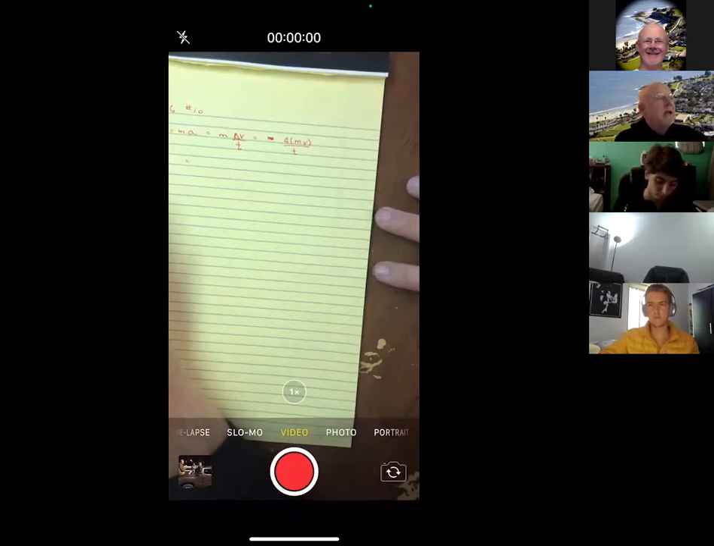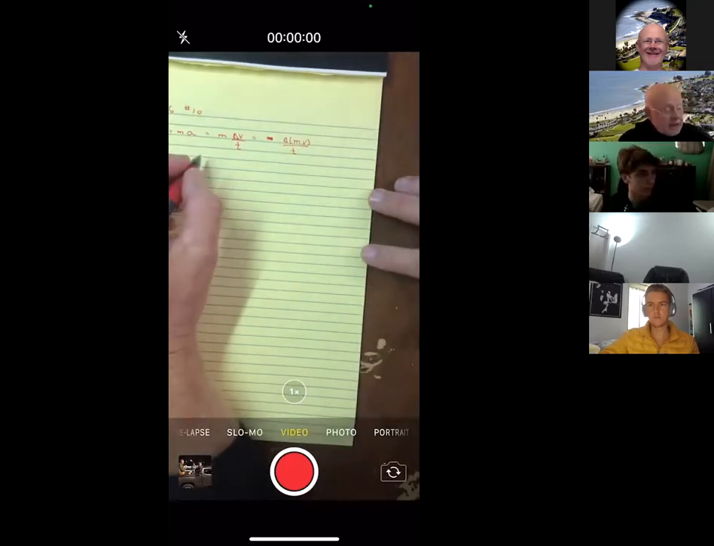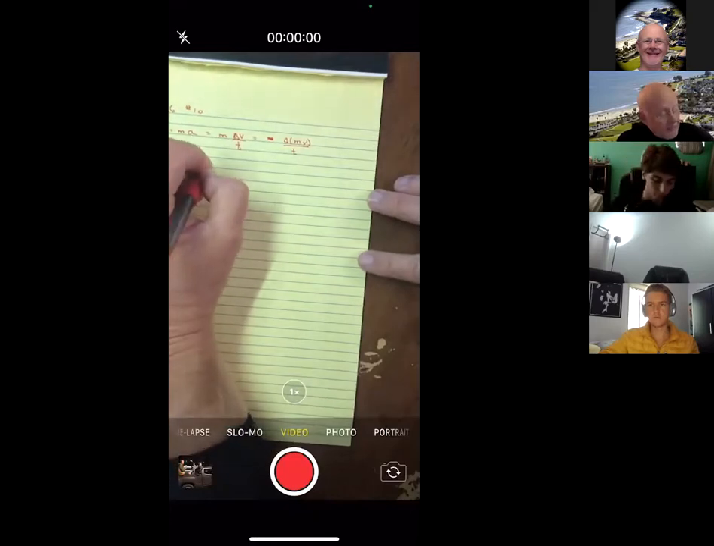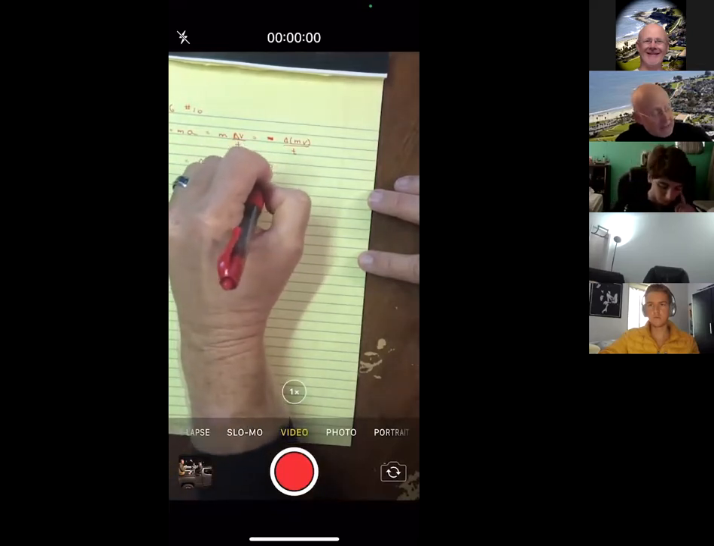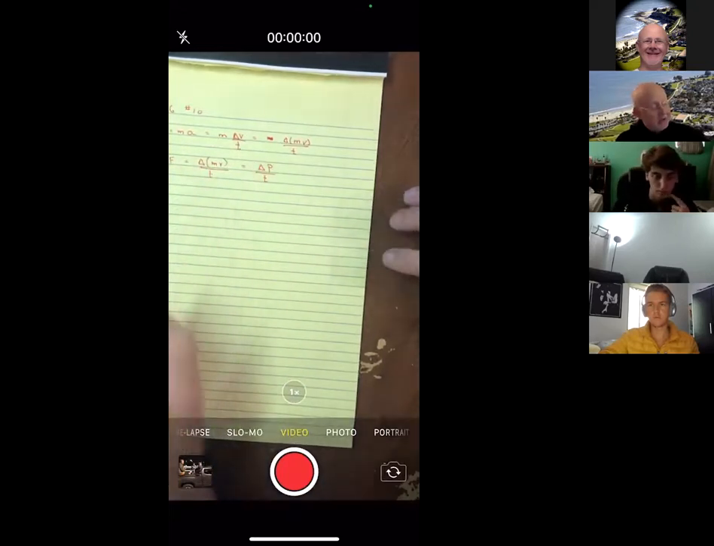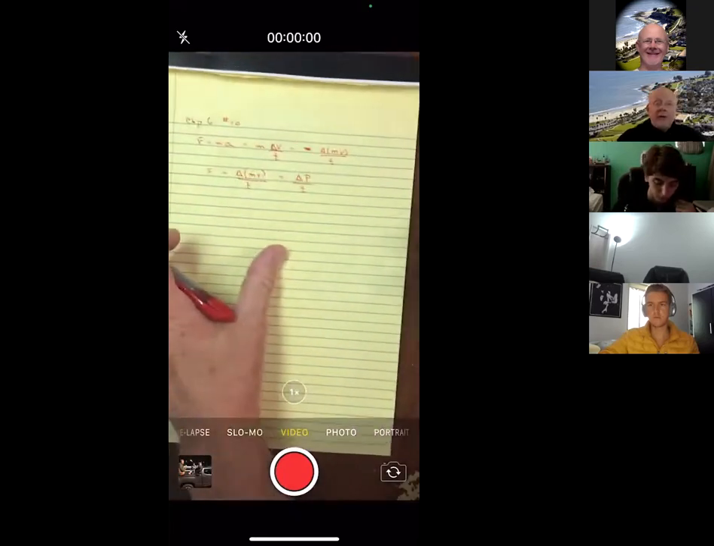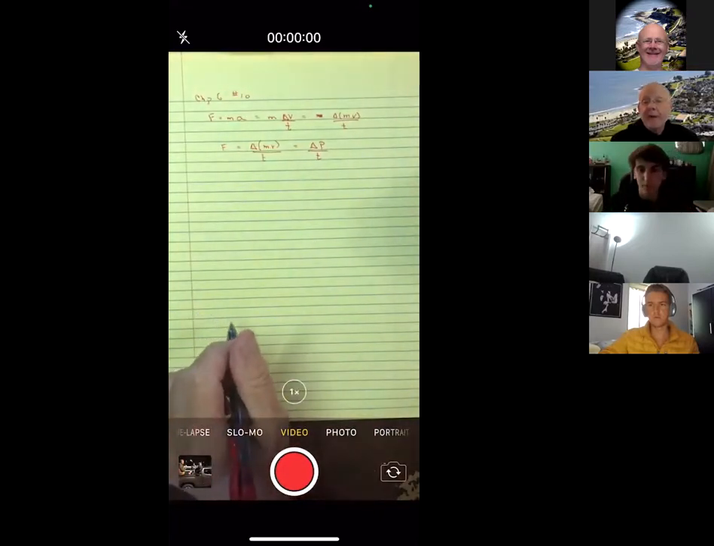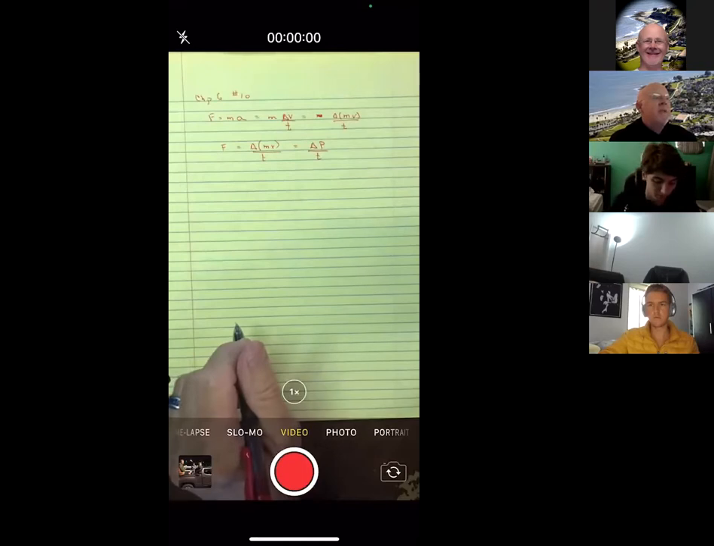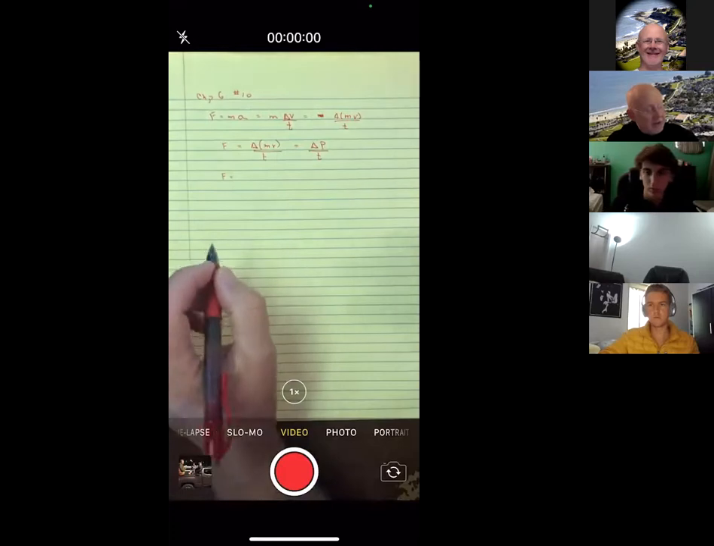Or let's see, do they give momentum or do they give mass and velocity separately? Okay, so I'm going to leave it this way. The book does write it as change in momentum over time would equal force. And then, of course, momentum is mass times velocity. And for this problem, that's what we have. So this problem says, what is the average force? So I'm going to solve this for force.